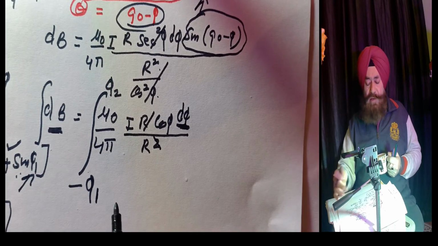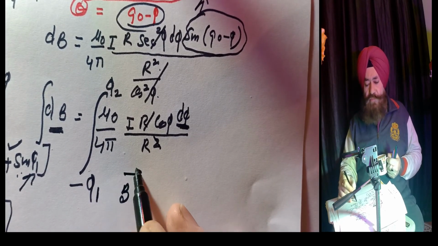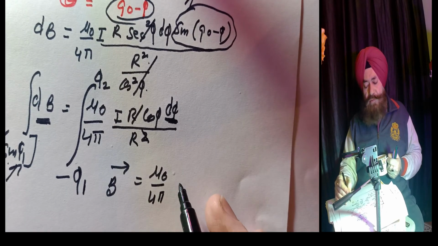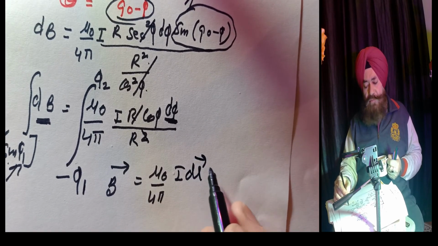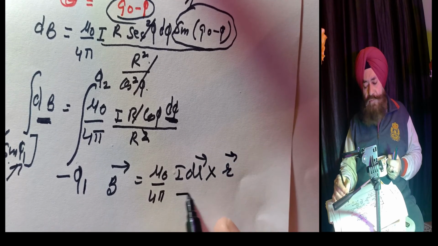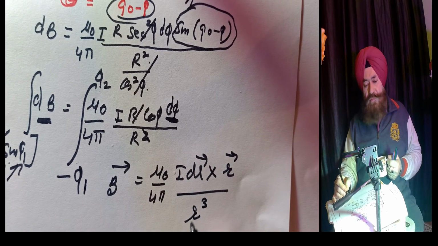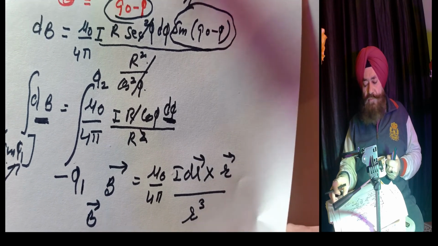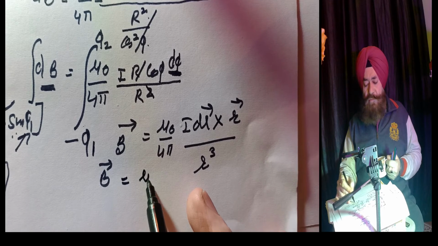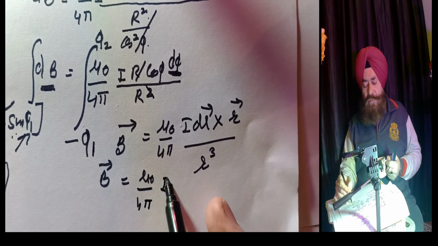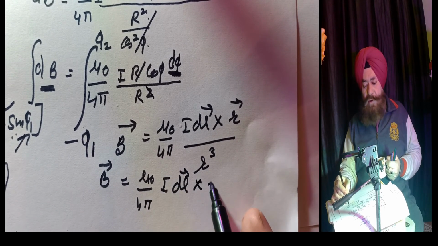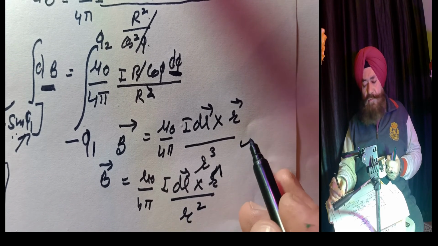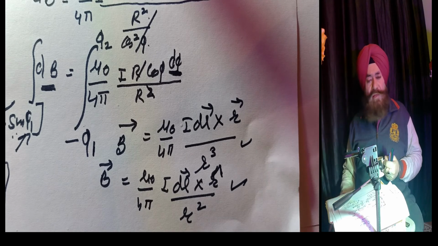I'm giving the hint. You know the Biot-Savart law. Mu naught over 4 pi, I dl vector cross r vector upon r cube. Or you may write it like B is equal to mu naught upon 4 pi, I dl vector cross r cap upon r square. Both are equally right formulas.